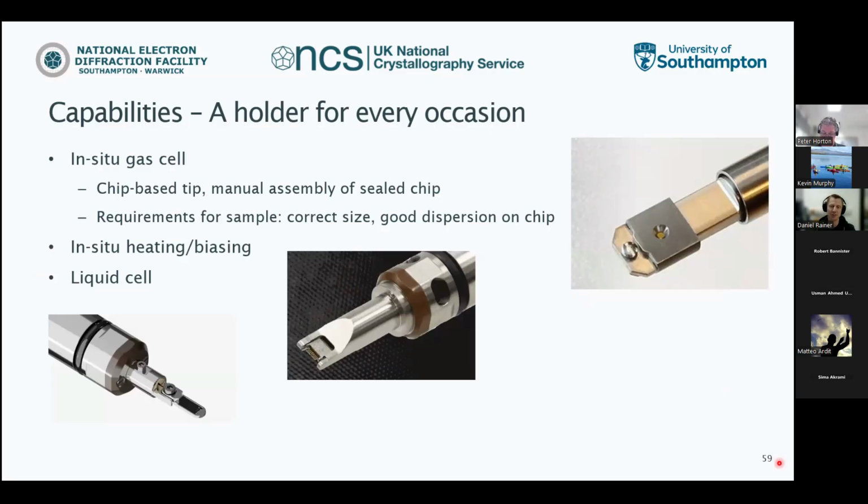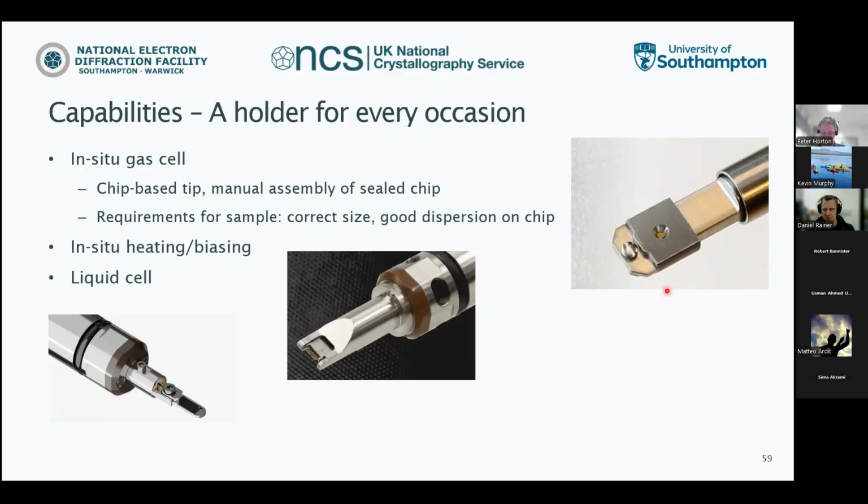There are more holders. The ones we have, we only have this additional one. This is a gas cell holder. This is in analogy to what we can do with X-rays. In this case, this is not a grid anymore. The sample is placed on a chip, and then everything is assembled together, again properly sealed. And then gas at reasonably low pressures, like 1.5 bar, can be dosed onto the sample to see if there's gas uptake or whatever else some users want.